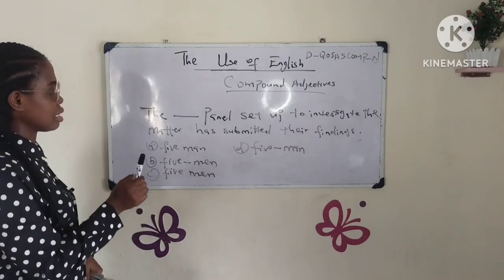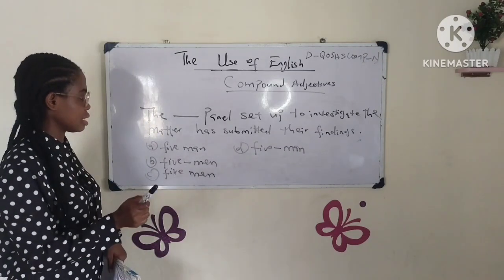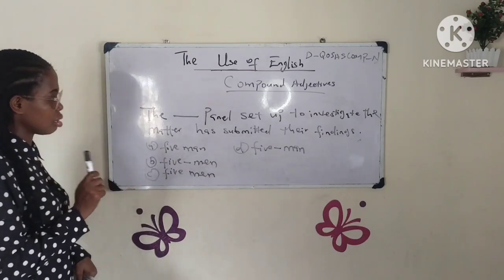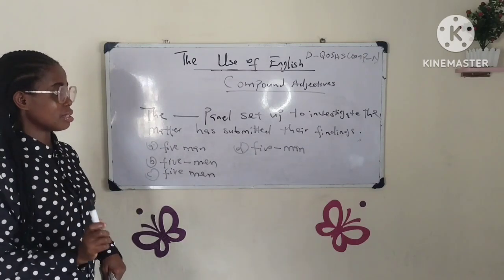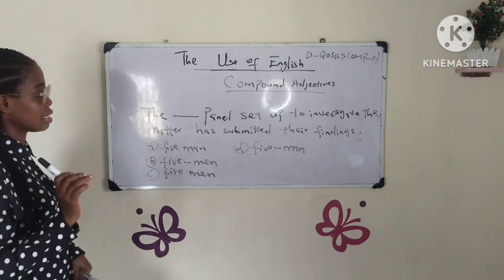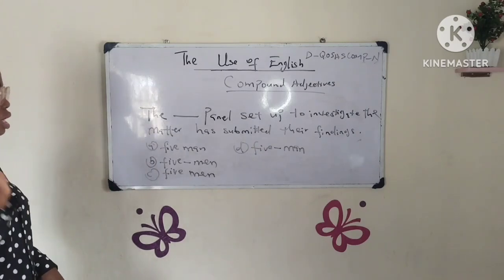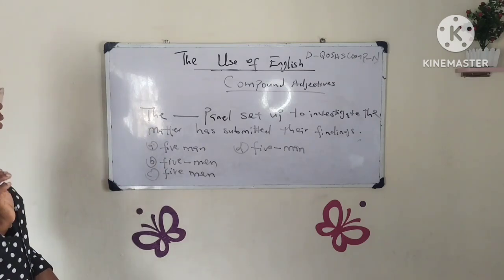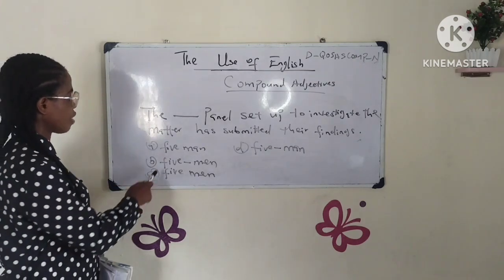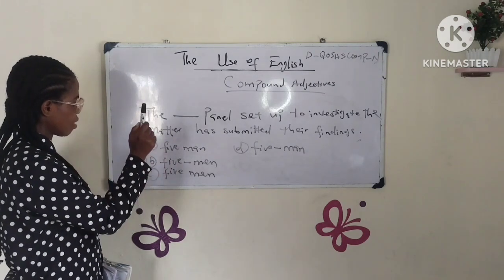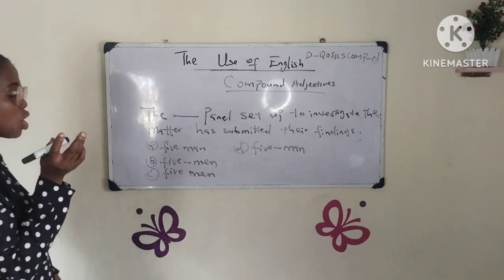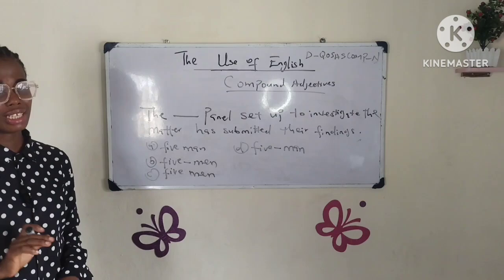The dash panel set up to investigate the matter has submitted their findings. We have option A, 5 men, B, 5 men, C, 5 men, and D, 5 man. Which one is correct? Which one is correct?